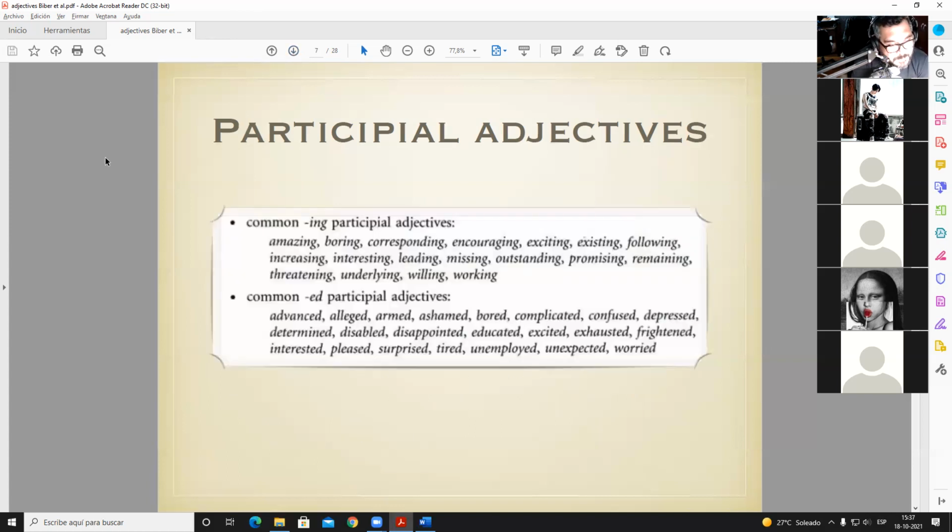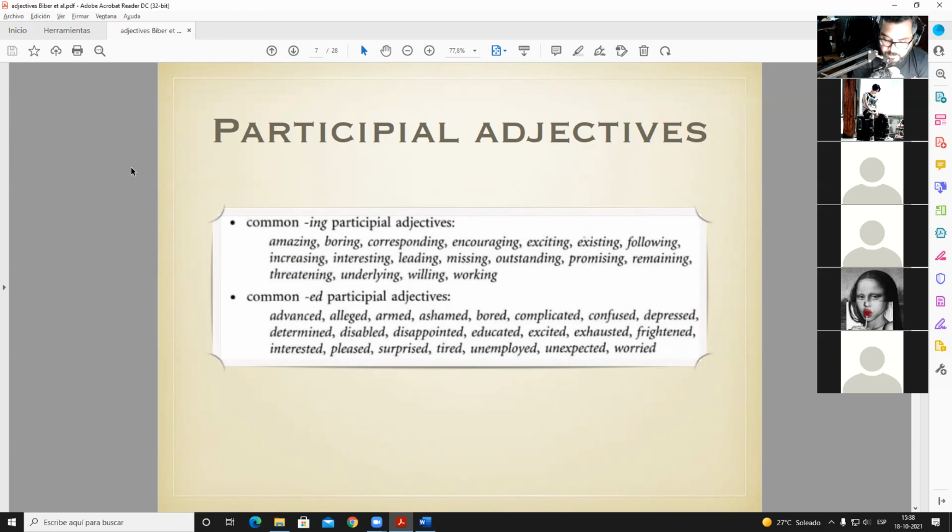So, for example, common -ing participial adjectives: amazing, boring, corresponding, and so on and so forth. Common -ed participial adjectives: advanced, alleged, armed, and so on and so forth, right? Participial adjectives. What I have to say with this is the following: let's remember the existence of non-finite clauses.